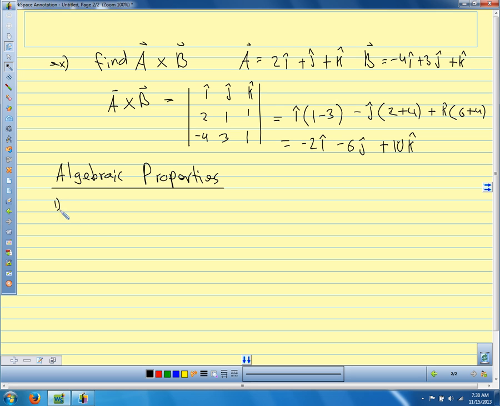The first one is that the cross product is not commutative. So if we change the order, we change the sign. So U cross V is negative V cross U. We can distribute with the cross product, as long as we pay attention to the order that we do the operation. So we can do this as U cross V plus U cross W.